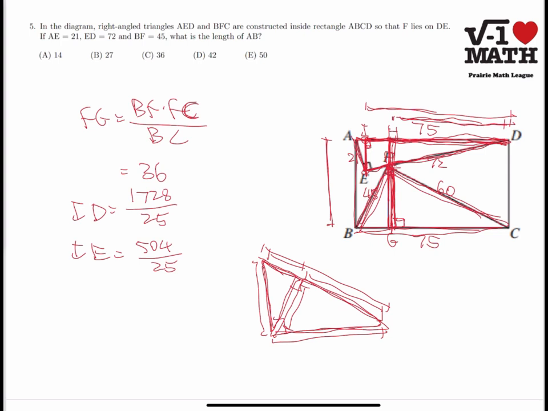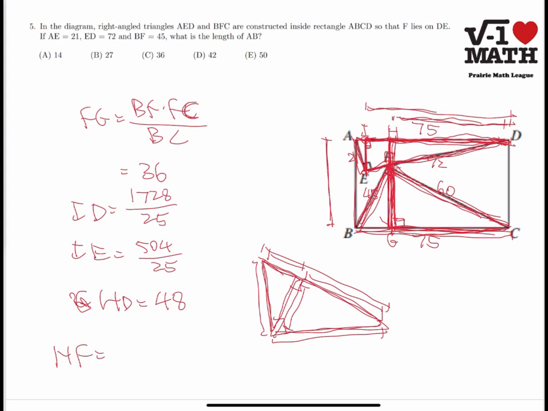Now, HD can't be found directly here, but notice that HGCD is a rectangle, so we just need to find GC. And we can apply the same trick we used to find ID in this triangle to find GC in this triangle. Again, GC is equal to FC times FC over BC. And this gets us that HD is equal to 48. Now we're ready to compute HF.